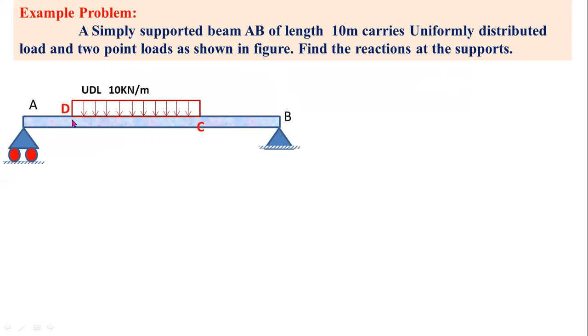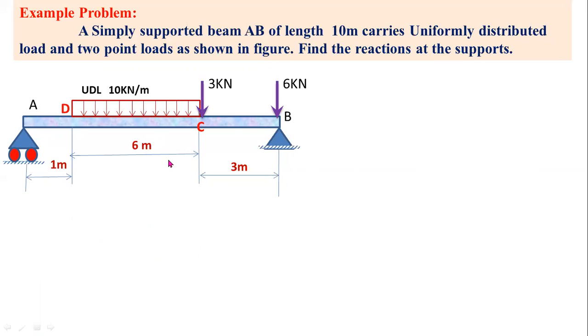CD is the uniformly distributed load. 10 kilonewton per meter is the intensity of the UDL. And there are 2-point loads, 3 kilonewtons and 6 kilonewtons. 3 meters is the distance between 3 kilonewtons and 6 kilonewtons. 1 meter is the distance between end support A and point D.